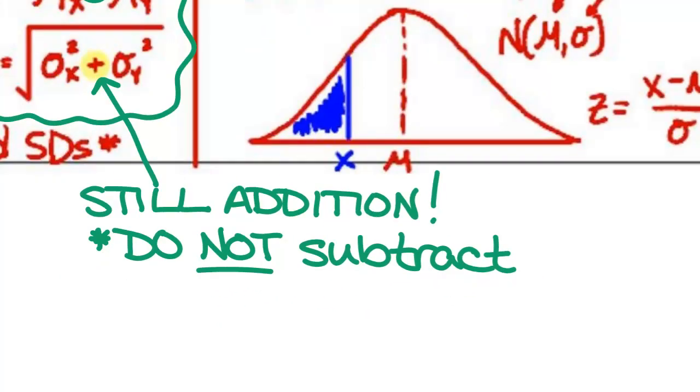The reason for that: when I take distribution A and I take distribution B and I combine them together, my spread, my variability gets bigger. Even if I combine those two things by subtracting them, the overall distribution is going to get more spread out, not less spread out.